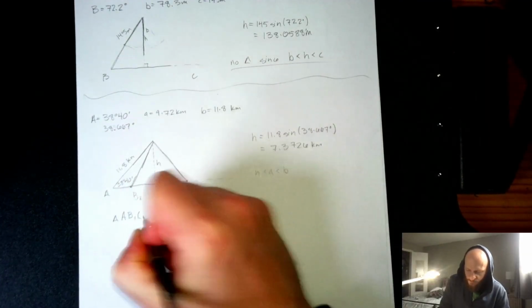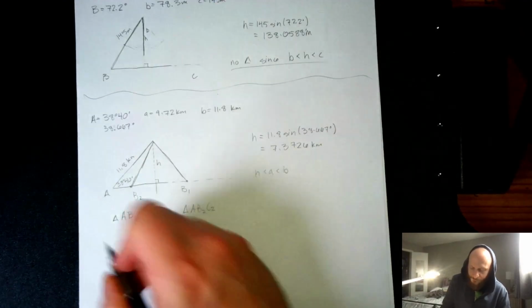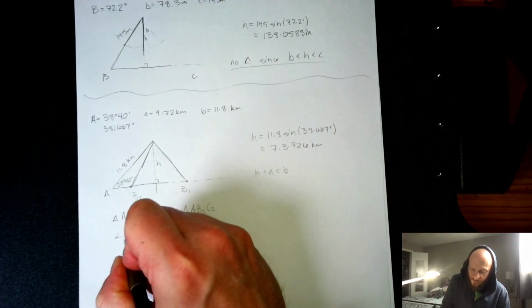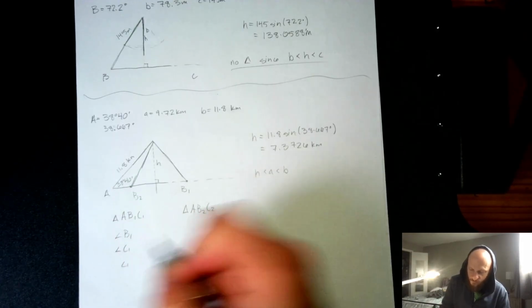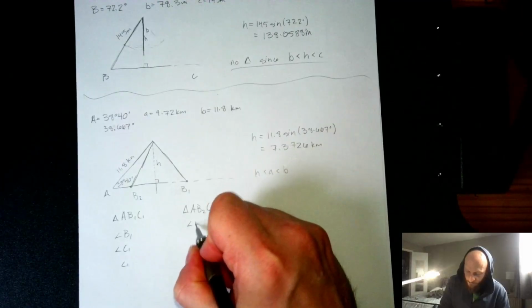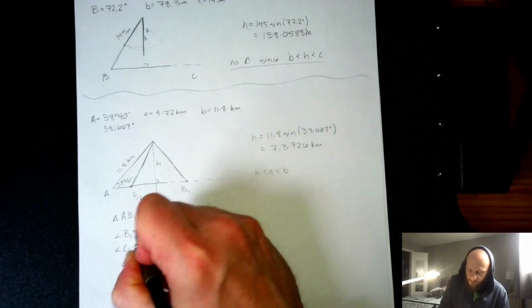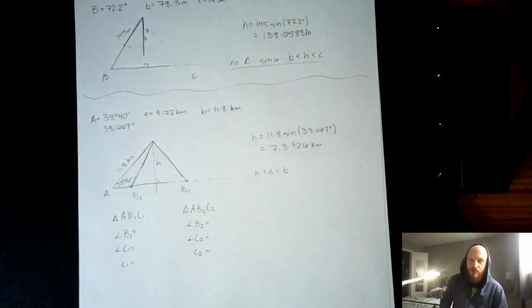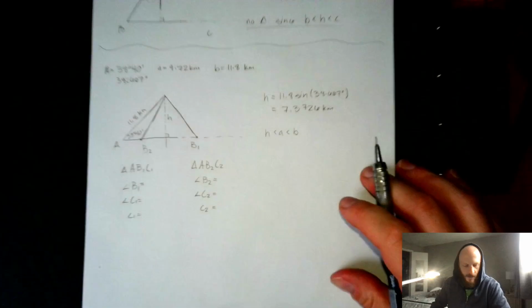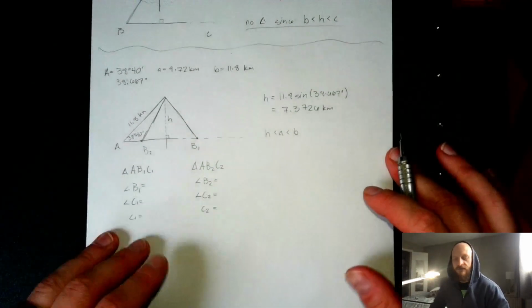A, B1, C1. A, B2, C2. So we need angle B1, angle C1, side C1. Angle B2, angle C2, side C2. Just setting up where I'm going to put my solutions, that's all. Make it nice and easy for my teacher to find my solutions. Isn't that nice of me?